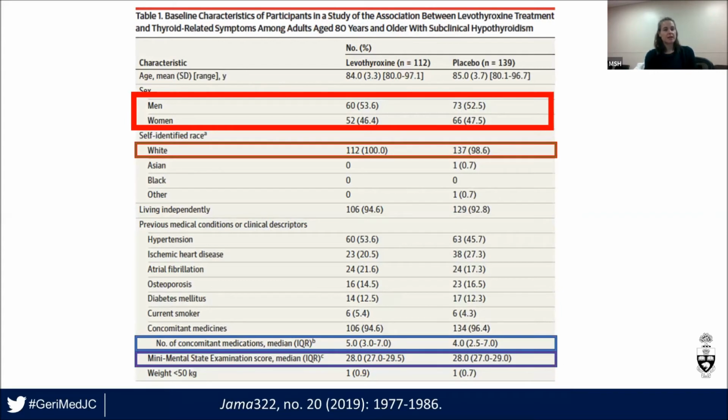So these are the baseline characteristics of the participants. There are a greater percentage of men than women, 53.3 and 52.5. And this was a predominantly white group, 100% in the levothyroxine group and 98.6 in placebo. And they were not taking very many medications. In the levothyroxine group, 5, and in the placebo group, 4. And they are cognitively quite intact with an MMSE score of 28.